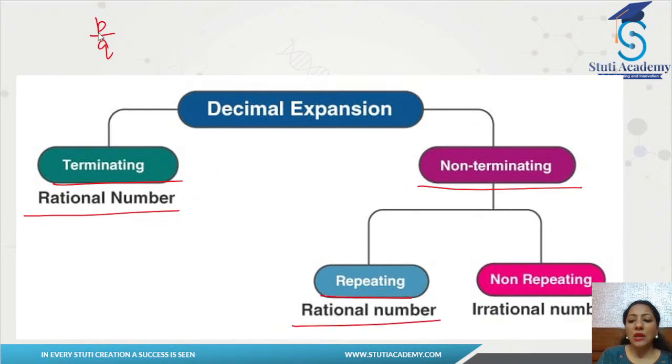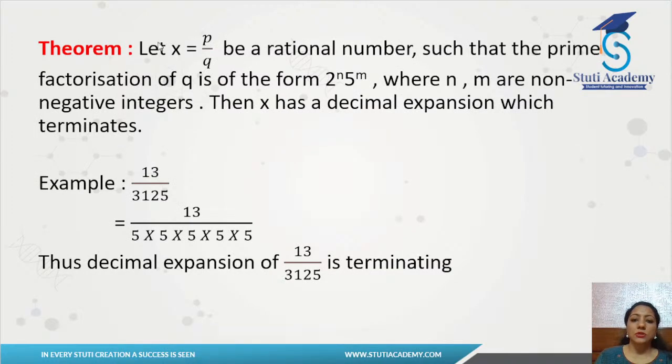So if I have a number in P by Q form, which is a rational number, how am I going to figure out whether it has a terminating decimal expansion or a non-terminating repeating decimal expansion? So let's see. We'll study this in the next concept. This also we discussed last week.